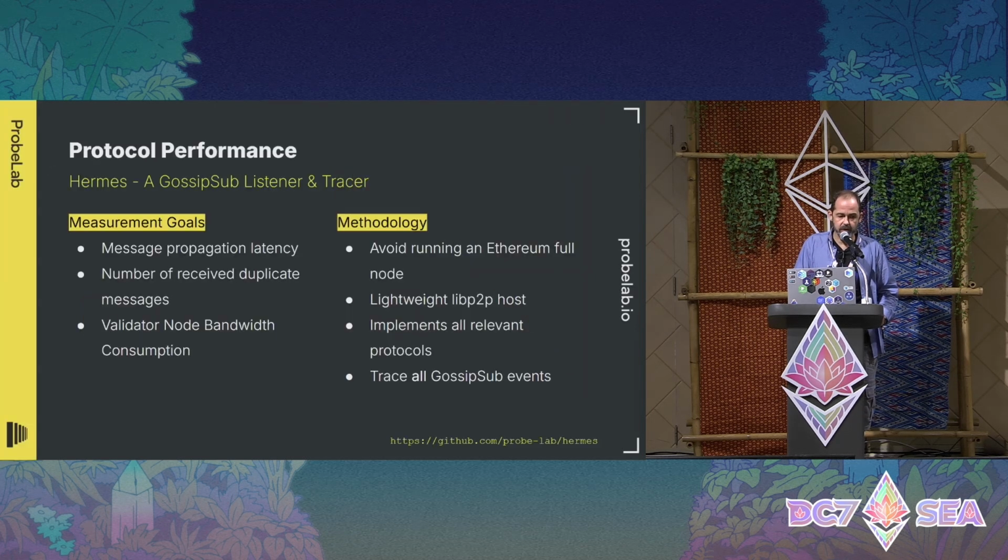Now, going into protocol performance. We have recently built a tool called Hermes, which is basically a gossipsub listener and tracer. The measurement goals of building that was to figure out metrics related to message propagation, latency, number of duplicate messages that a node is receiving, the validator node bandwidth consumption, and several others. So in doing that, we didn't want to run a full Ethereum node for several reasons. What we instead wanted to do is have a lightweight libp2p host, which would spin up, establish connections, stay connected, and then participate in the network in this way.